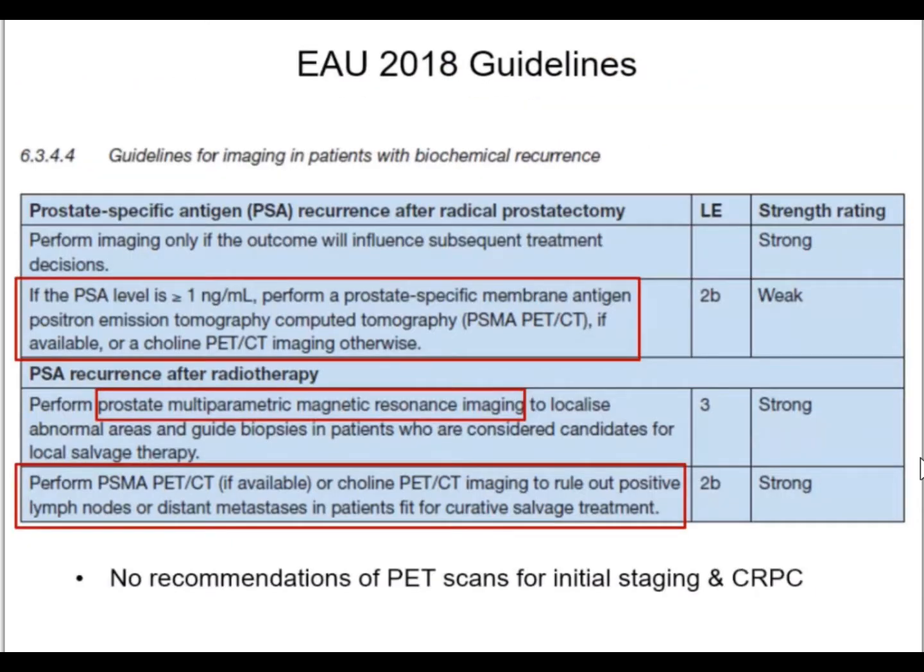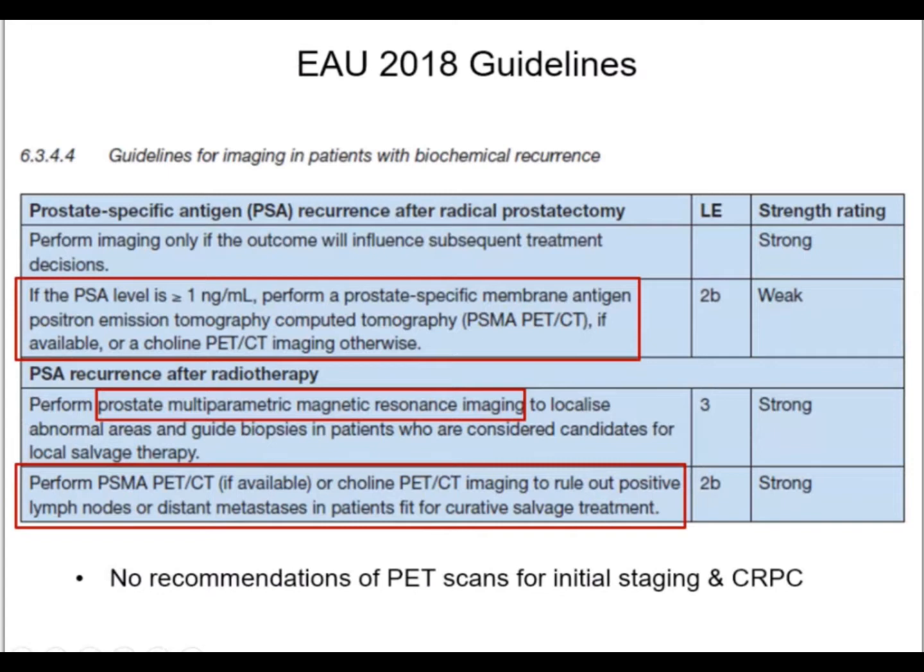Now, if you look at EAU guidelines, this is in terms of recurrence after prostatectomy. If your PSA level is more than 1, the recommendation is to consider doing a PSMA PET if available, or a choline PET imaging otherwise. So this is after radical prostatectomy.